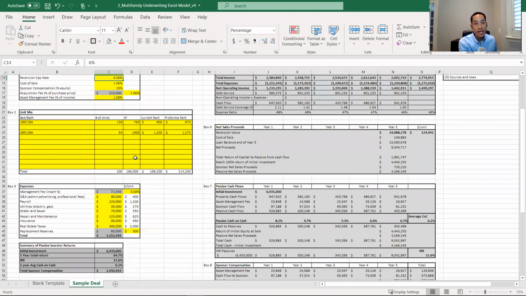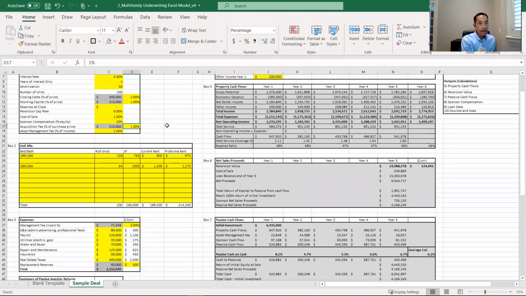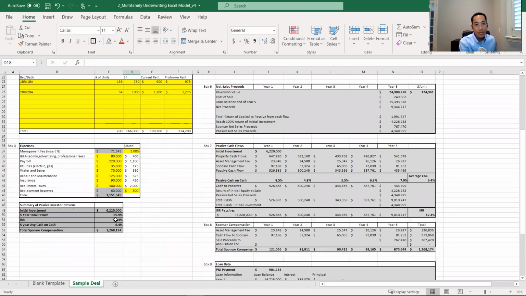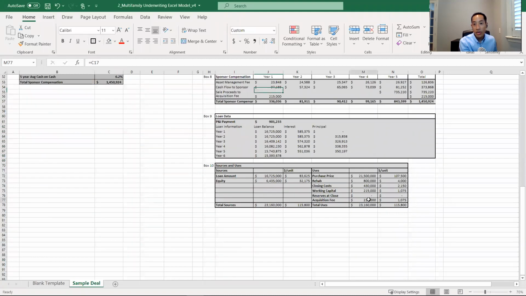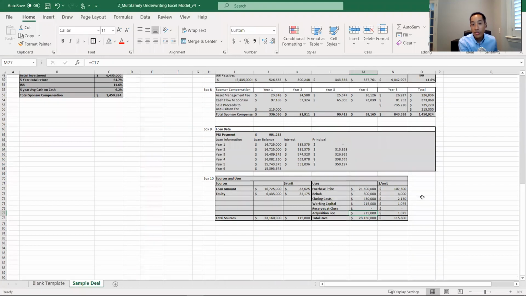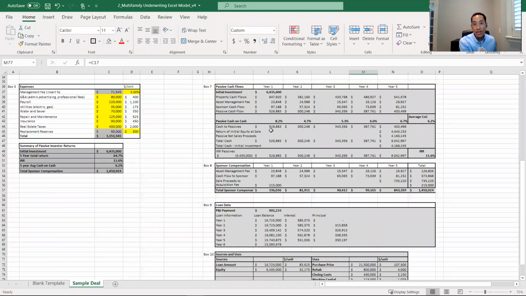So now we're back at the original base case at 69.9% IRR. Now let's say you put in a 1% acquisition fee. This 1% acquisition fee is going to hit you on your uses, right? You're going to pay that acquisition fee at close to the sponsor. So your initial investment goes up to 6.4 million, which is going to bring down your returns to about 65%.